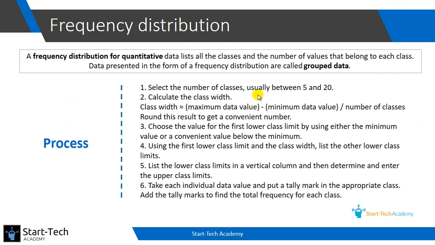Second, using that number of classes, we find out the class width using this formula: the maximum value of data minus the minimum value of data, that is, the difference between these two values, divided by the number of classes that we decided in the first step. Once we have class width, we can start creating the classes. We start with the minimum value, we add class width, and we get the first class. This will get clear when we go through the example.